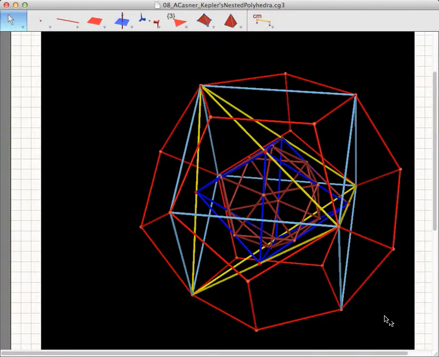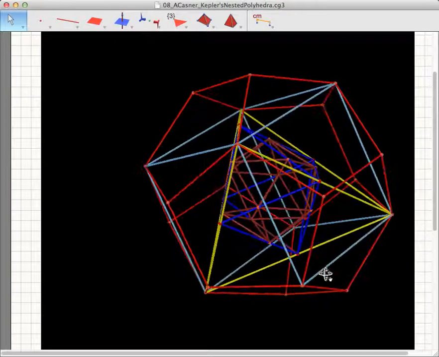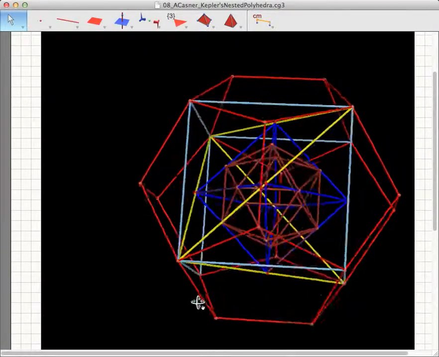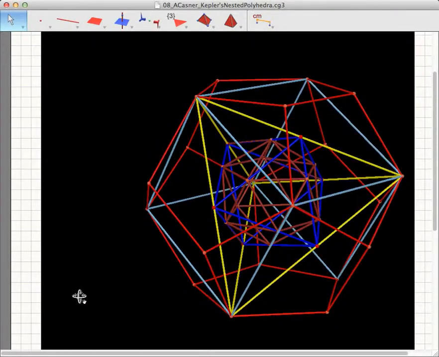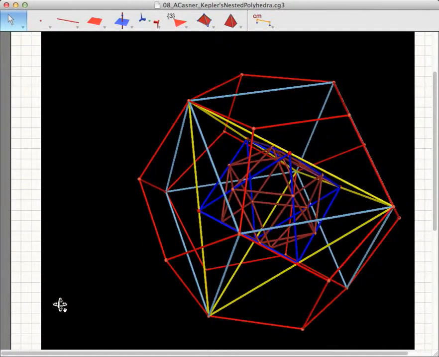In this Cabri 3D demo, the student is exploring ideas of Johannes Kepler, in particular his Mysterium Cosmographicum, which is basically a series of nested Platonic solids, which he believed firmly and actually wrongly were the supporting structures of the five planets that were known at the time.